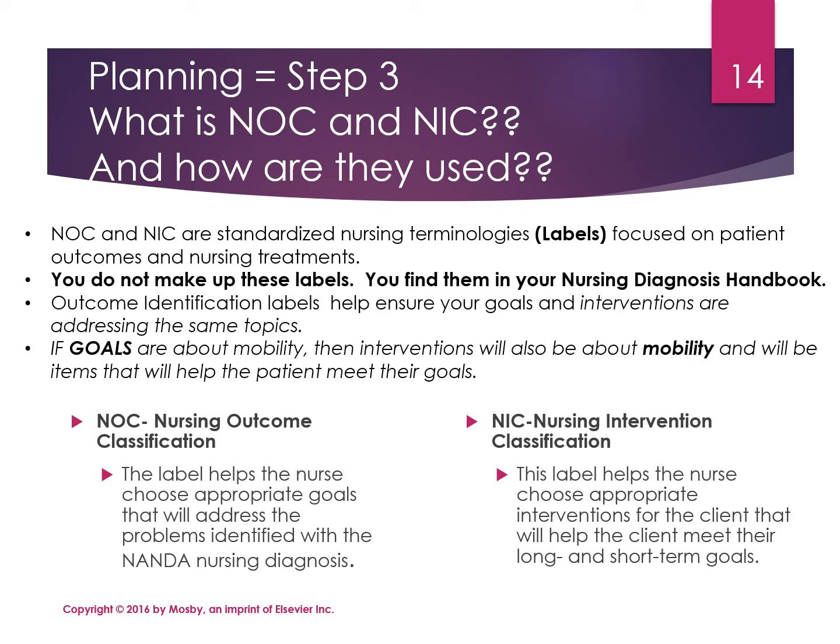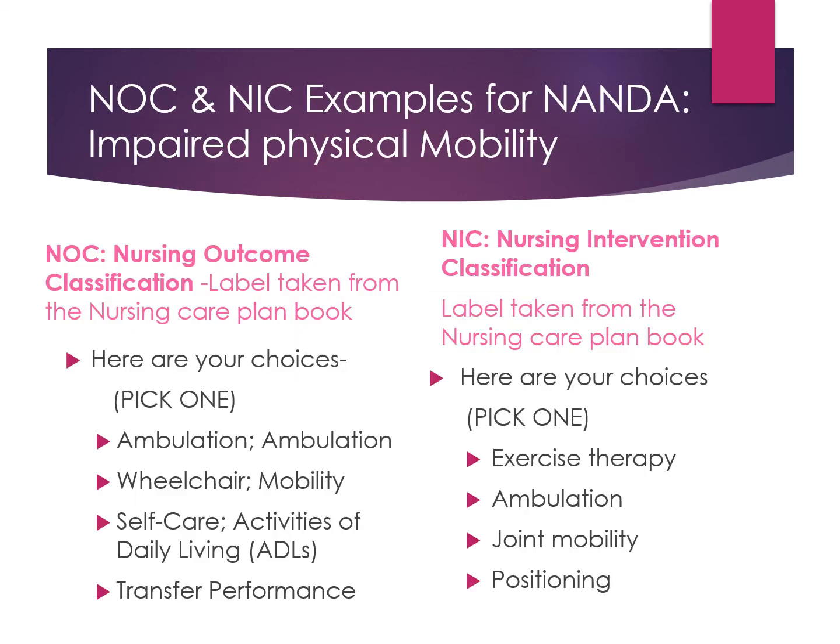The outcome identification labels help ensure that the goals and interventions are addressing the same topics. If the goals are about mobility, then the interventions will also be about mobility and will be items that will help the patient meet their goals. So here's an example of NOC and NIC for impaired physical mobility.